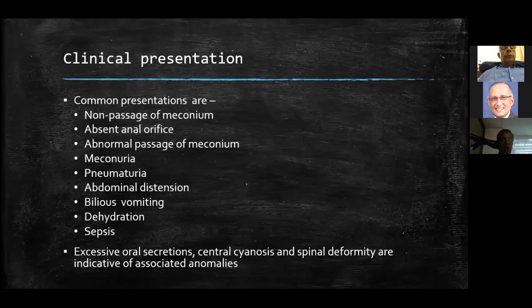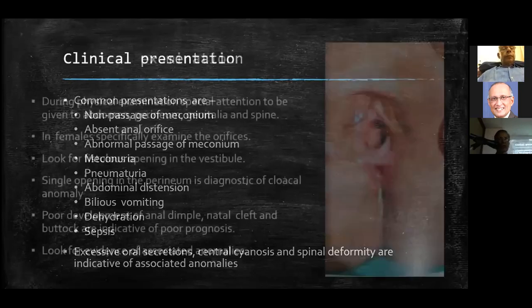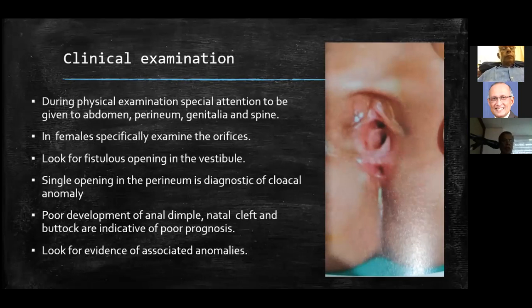Excessive oral secretion is indicative of esophageal atresia and tracheoesophageal fistula. Then central cyanosis, cardiac anomalies. So they are all indicative of associated anomalies. So clinical examination should be thorough, perfect, and complete.